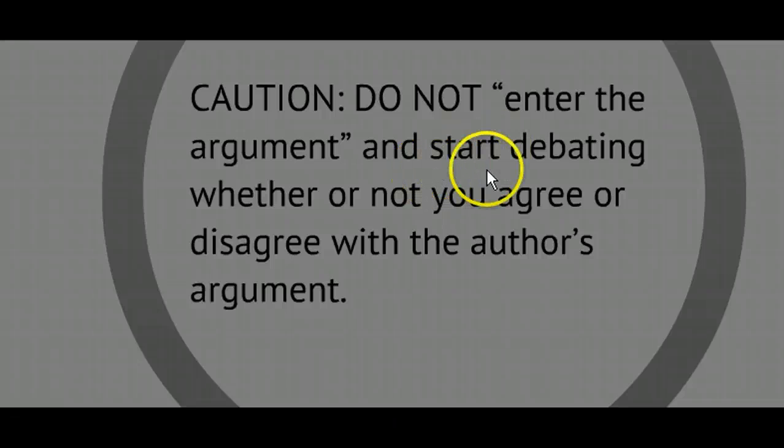Also, do not enter the argument and start debating whether or not you agree or disagree with the author's argument. That's similar to what we do in a synthesis essay or an argument essay, but with this type of writing, you do not enter the argument with them. You are simply, as a non-biased party viewing it, talking about the strategies the author uses, not whether or not you agree with them.